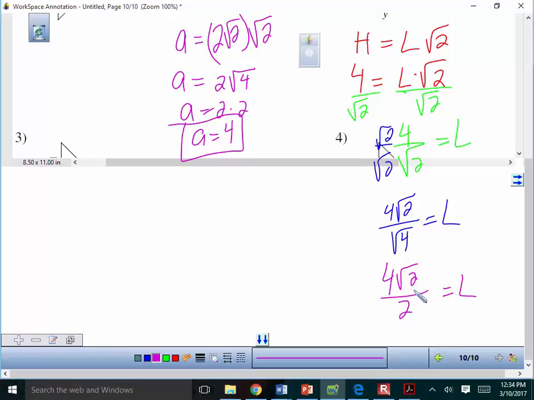We can't simplify numbers outside of the radical with numbers inside of the radical. So we can only simplify these two, and that leaves us with 2 square roots of 2 equals L. Or our leg is worth 2 square roots of 2, which means our other leg is, guess what? Just guess. 2 square roots of 2. Very good. Are there any questions? All right.